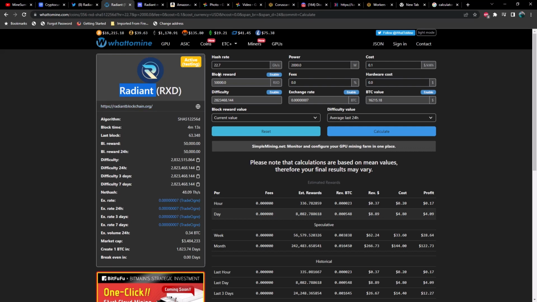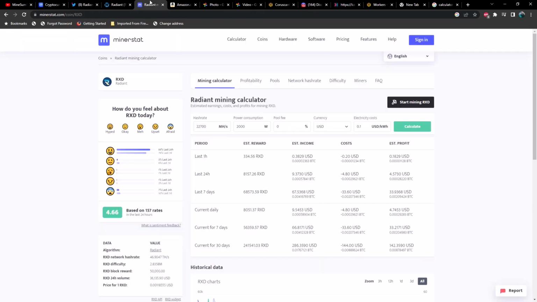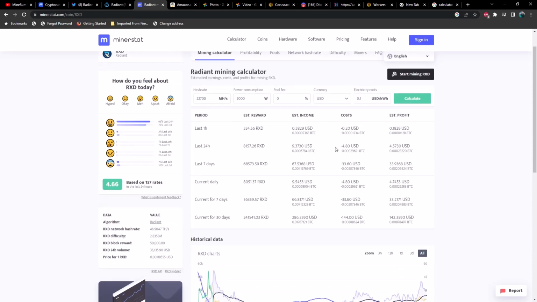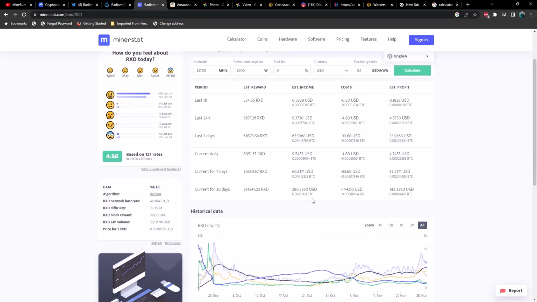There it is. So I've got my farm numbers put in here, 22.7 gigahash at 2000 watts, and it is showing a total of $8.89 a day in revenue and $4.09 a day after power. And I thought it was interesting to compare that to MinerStats profitability calculator with the exact same numbers, no pool fee, no dev fee in there. We're coming in at $9.37 in revenue and $4.57 a day after power. And this is both using 10 cents per kilowatt hour. So I'm interested to see which one of them is using the correct difficulty level.